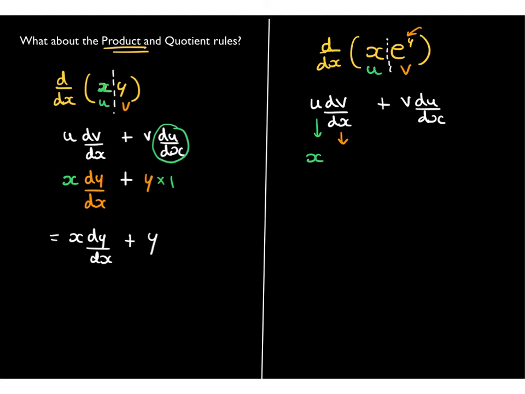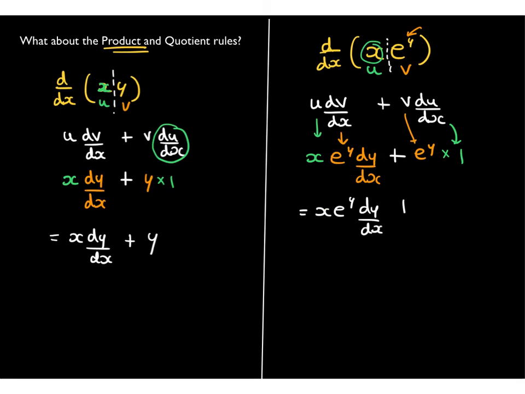It's an exponential function, so we get e to the y dy by dx. Remember, it's implicit. And then swapping over, we then want v here, which is just e to the y. And then here, du by dx, well, u is just x, so du by dx is 1. So the final answer is x e to the y dy by dx plus e to the y. And it does start to get quite complicated, so do pay attention carefully.